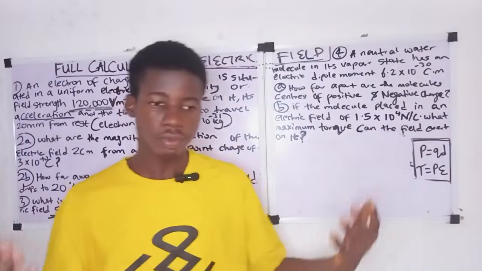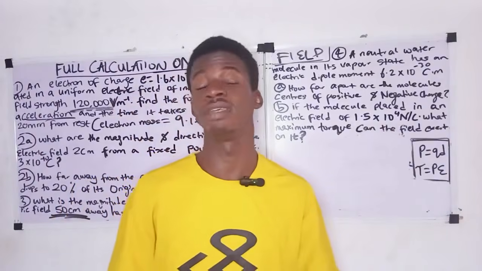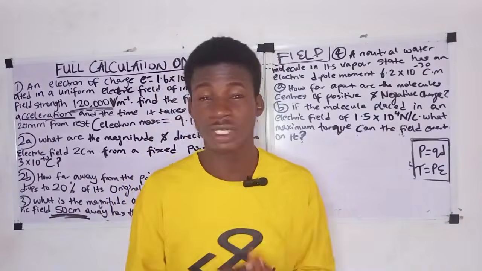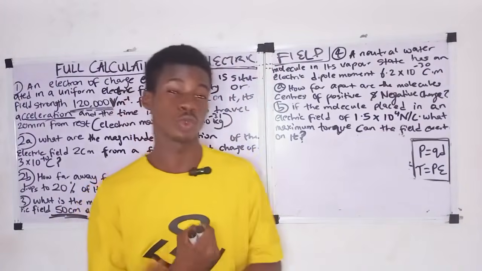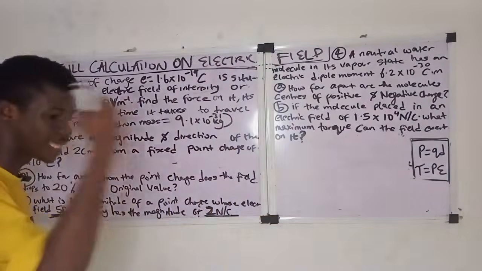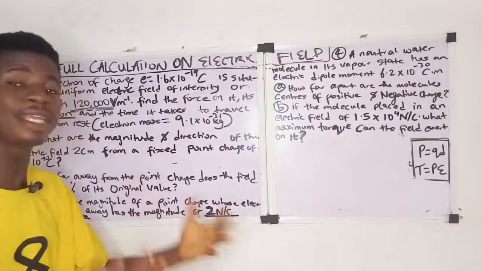In most questions they might not give you the mass of an electron, so it's left for you to know the mass of an electron. The mass of an electron is 9.1 times 10 raised to the power minus 31 kg. Now let me break down the question.